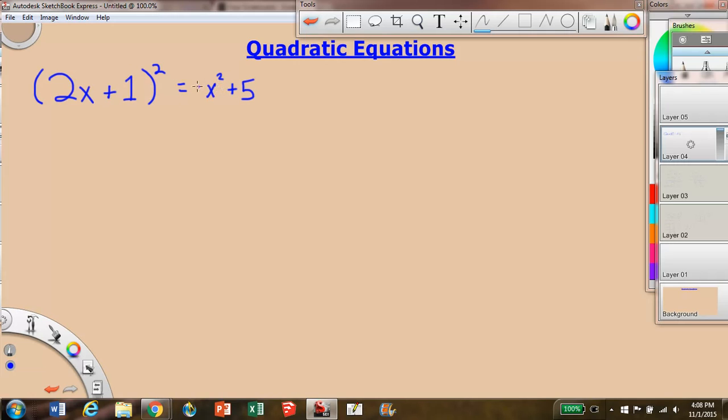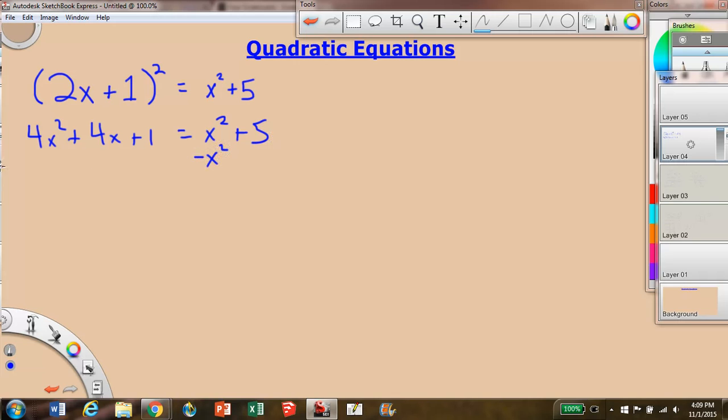Same strategy. Our goal is to get a 0 on one side of the equal sign and factor the other side. So let's start by expanding. I have to expand these parentheses so that I can subtract this x squared and this 5 off to get the 0 that I want. So squaring this, you get 4x squared plus 4x plus 1 is equal to x squared plus 5.